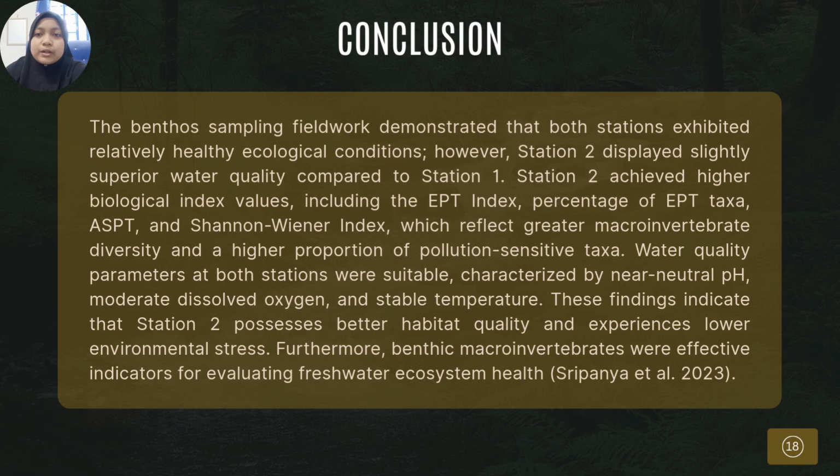The water quality parameters at both stations were suitable, with near neutral pH, moderate dissolved oxygen, and stable temperature. These findings indicate that Station 2 has better habitat quality and lower environmental stress. Overall, benthic macroinvertebrates were effective indicators for evaluating freshwater ecosystem health.